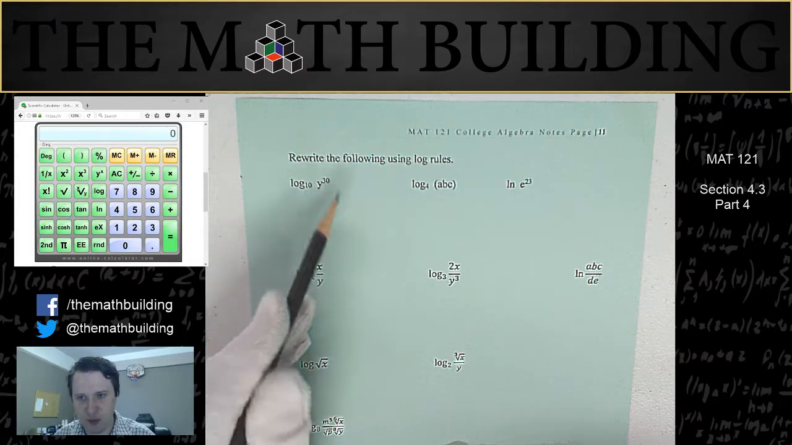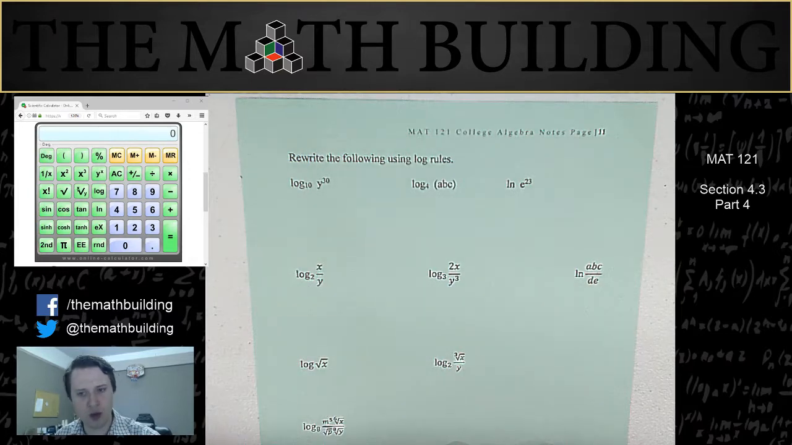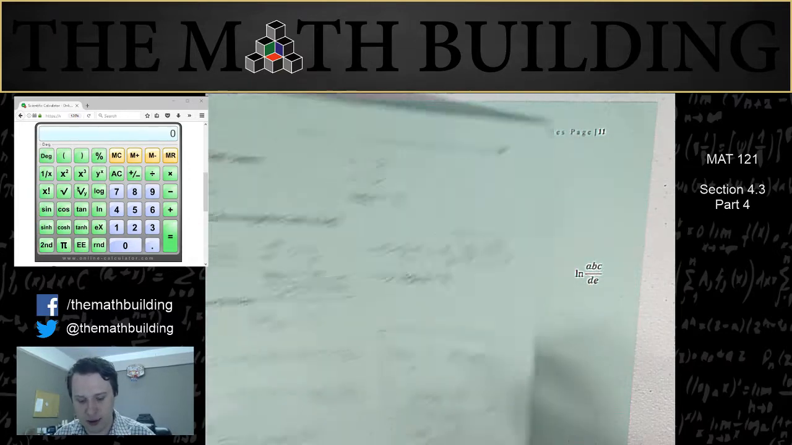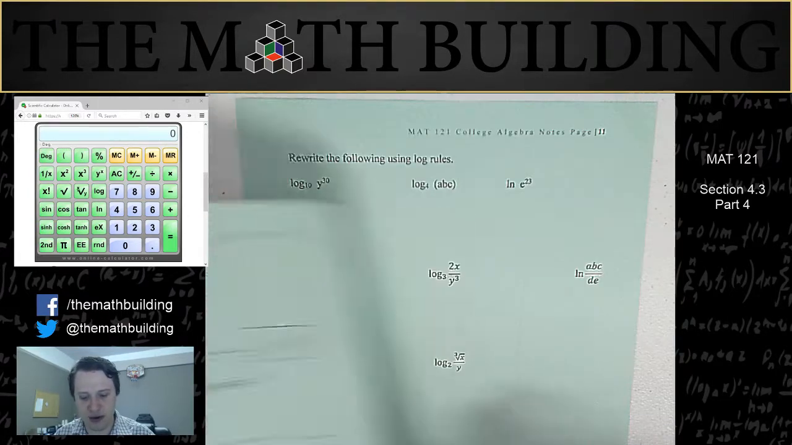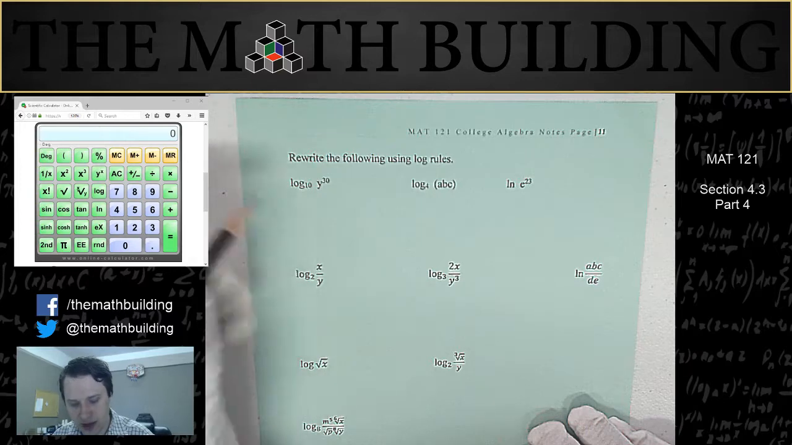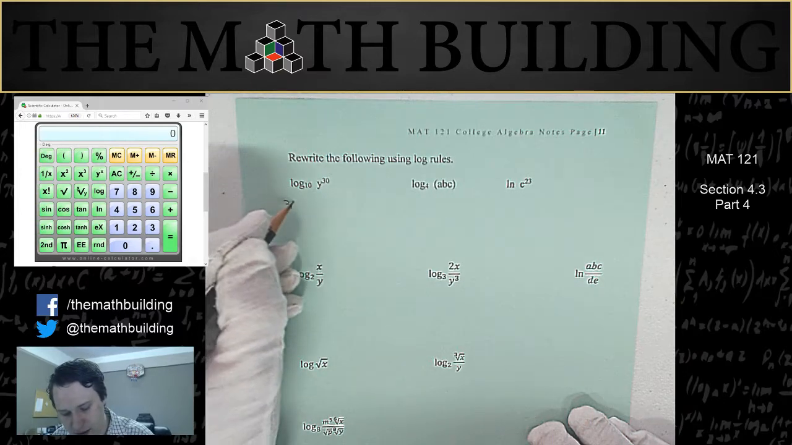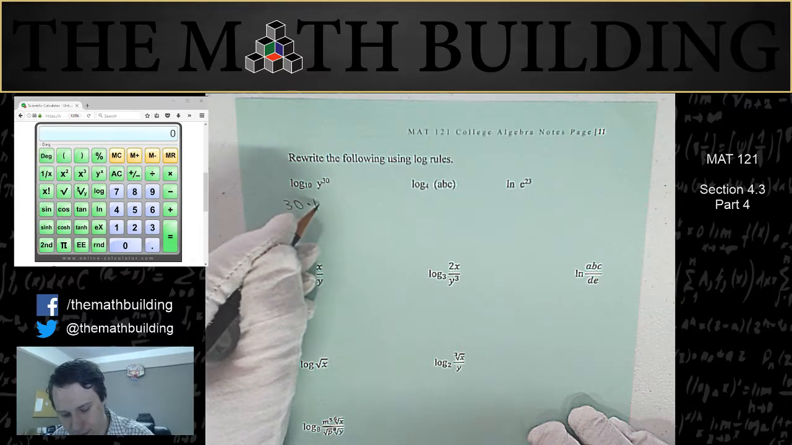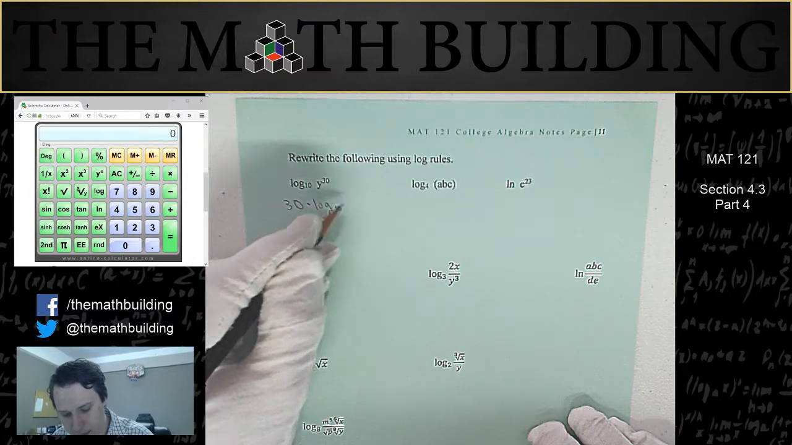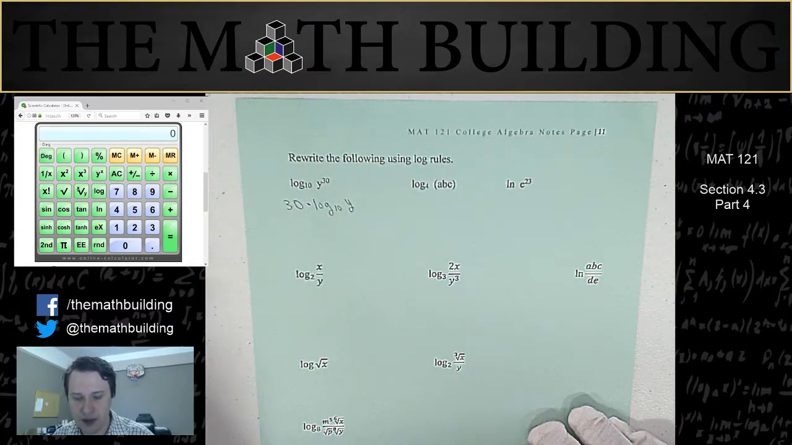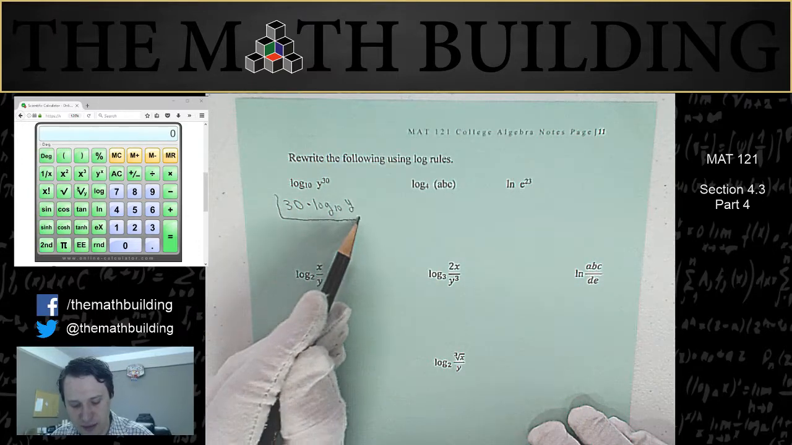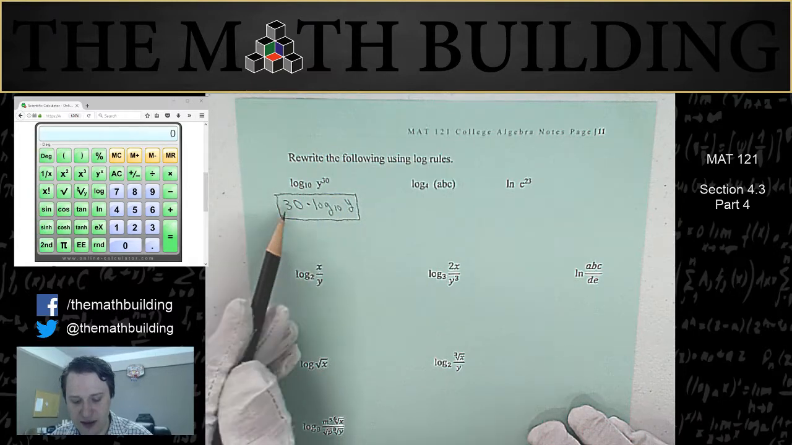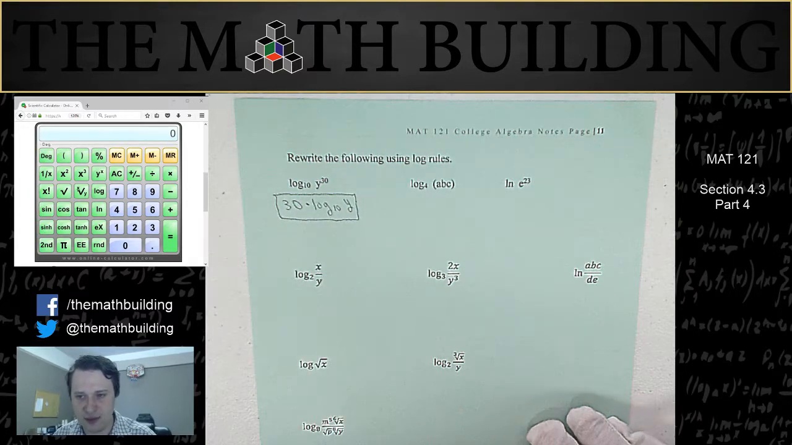Log base 10 of y to the 30. Which log rule would we apply on this one? We do this rule. If you have it to an exponent, you can bring the exponent down. So all you got to do is take the 30, bring it down in front, and there you go. That would be the answer. In fact, you don't technically even need to put the 10 there, because if the base is missing, it's automatically assumed to be log base 10. Either way, that's the answer.